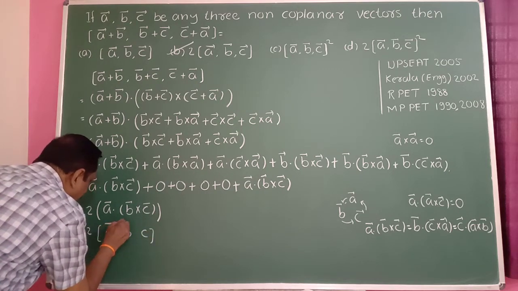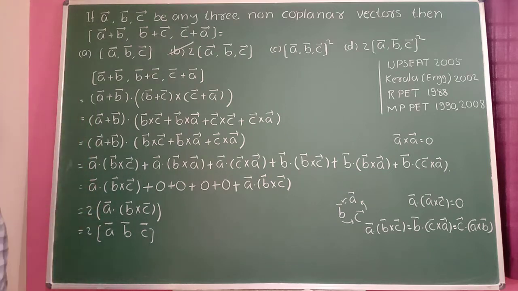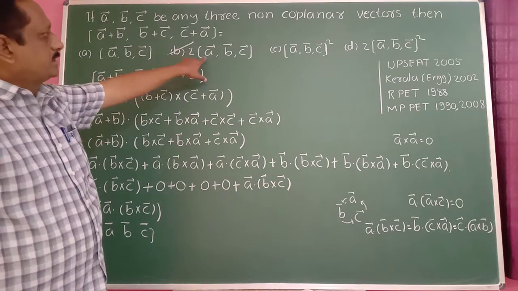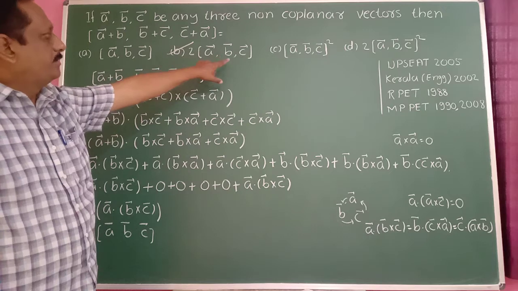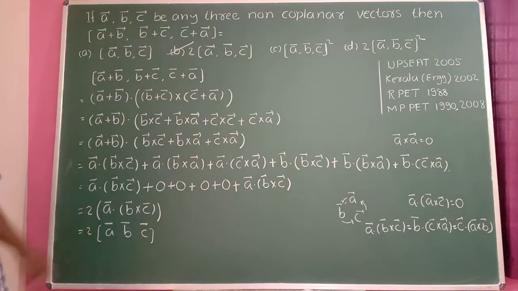This is one more notation, both are the same. So therefore 2 times the scalar triple product [a bar, b bar, c bar]. This is a standard result. Remember it.